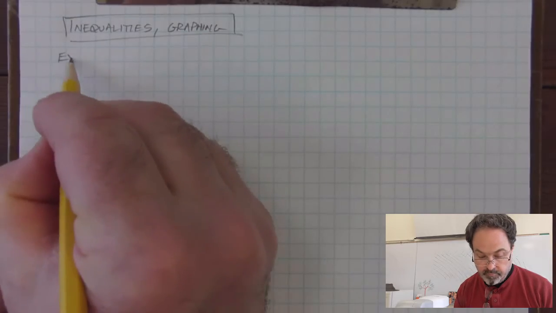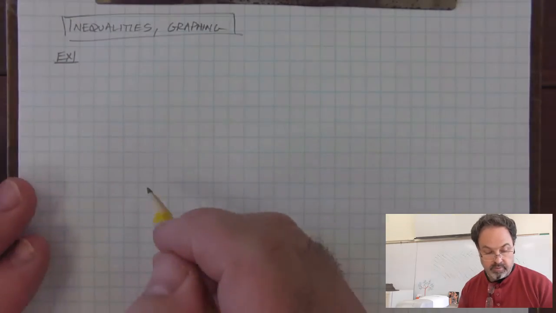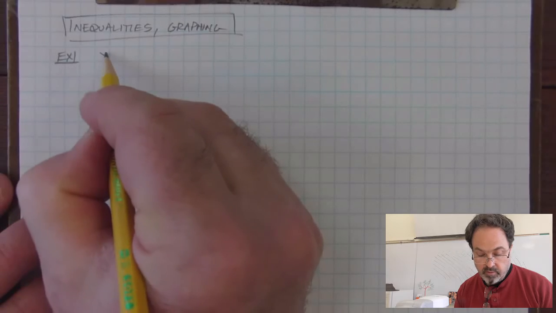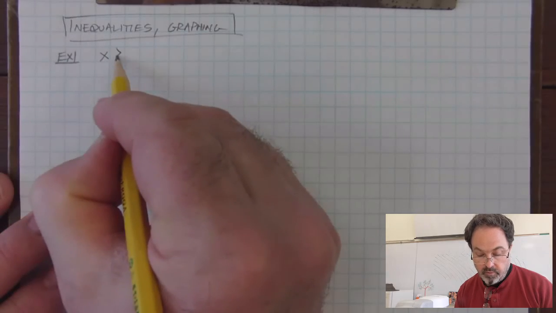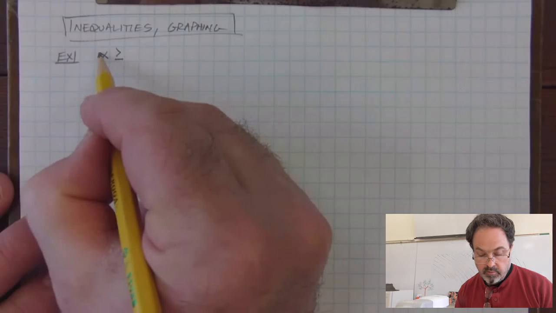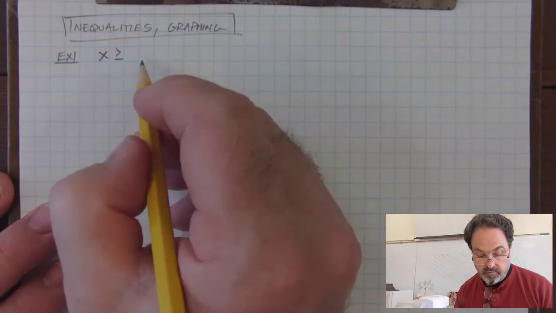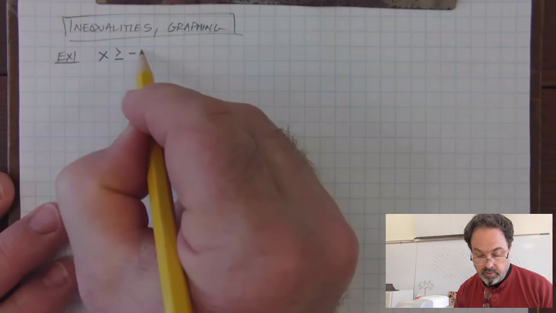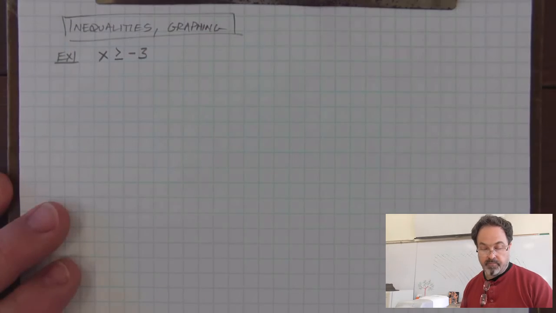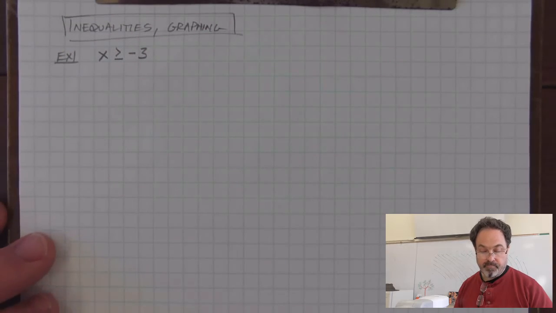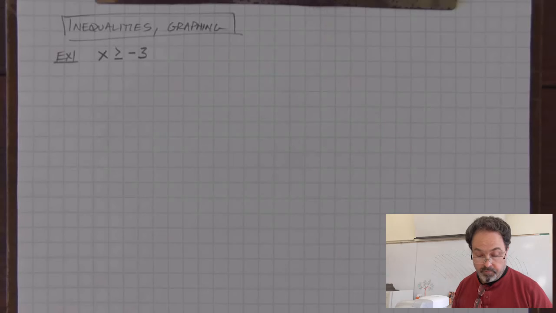For example, an inequality that we may start with that we want to graph could look something like x is greater than and equal to -3. This inequality has one variable, and so the graph is going to be a number line. But how do we put on the number line all of the values greater than and equal to -3?